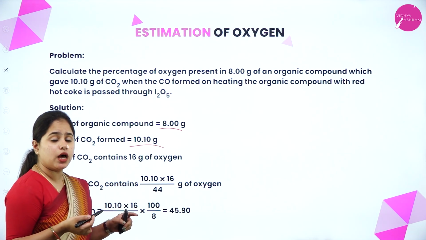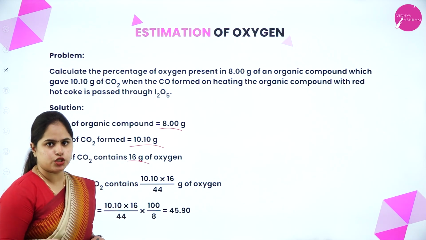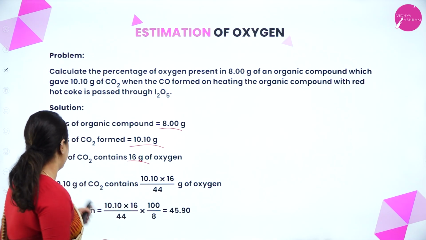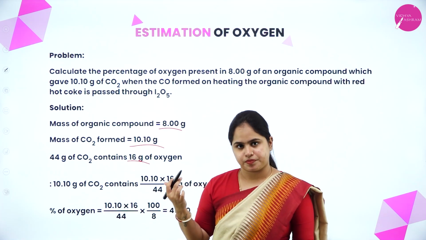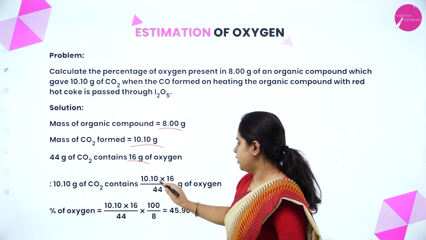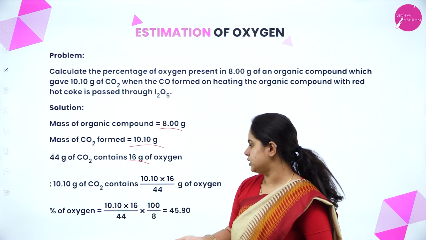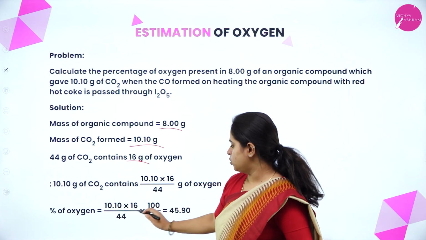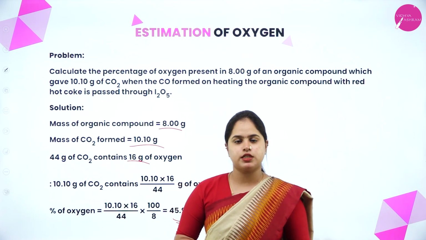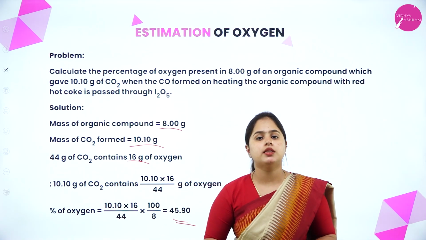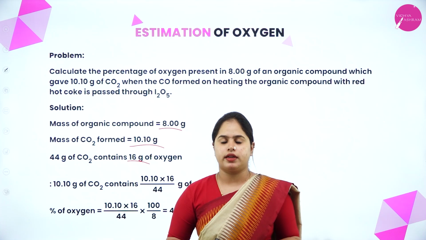Now 44 gram of carbon dioxide will contain 16 gram of oxygen, and 88 gram contains 32. So 44 gram contains 16. Now 10.10 gram of carbon dioxide will contain 10.10 into 16 divided by 44. So finally, the equation to find the percentage of oxygen is 10.10 into 16 divided by 44, into 100 by 8, which will give you 45.90%. So this is how you calculate the percentage of oxygen in the organic compound.